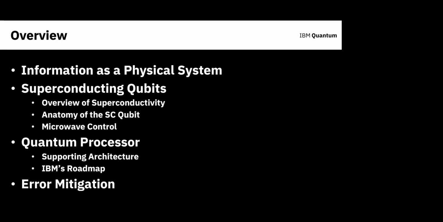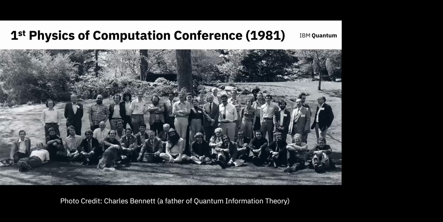And then I'll tell you a little bit about error mitigation and the kinds of things we're trying to do to make it easier for the researchers and the users to use our systems and to squeeze the most out of our current noisy systems. So 40-ish years ago, IBM and MIT co-hosted the first joint Physics of Computation conference.